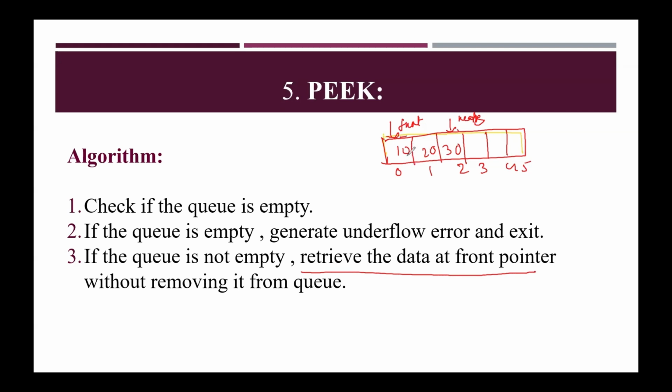So whenever we want to pick a value or retrieve the data, it will retrieve the value 10 and display that 10 is the top element present inside the queue, going to be deleted first. But it will not remove the value. It only retrieves the data at the front end without deleting it.